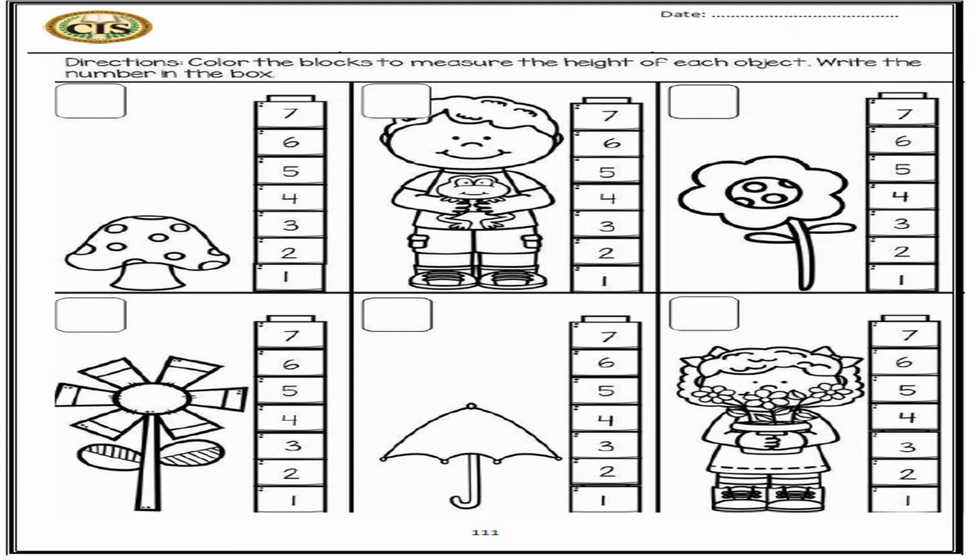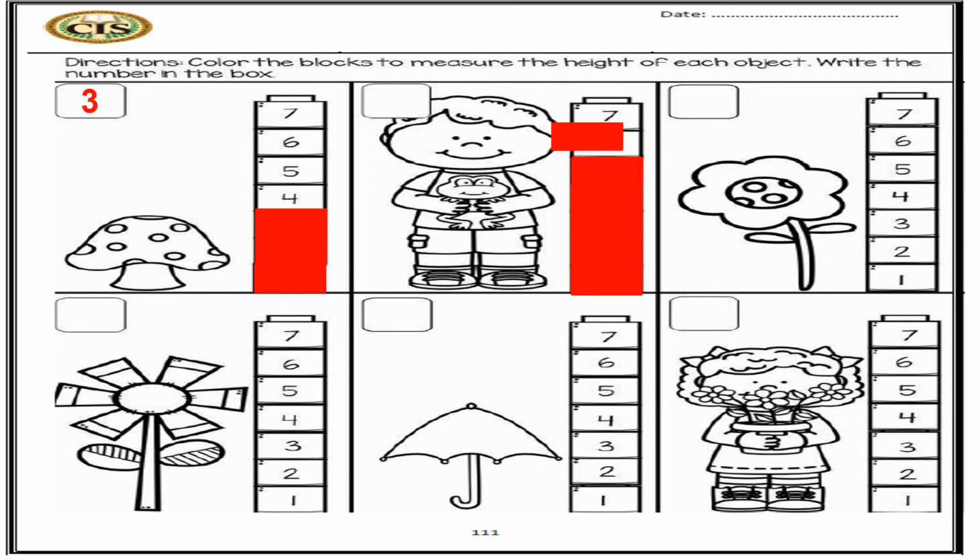Color the blocks to measure the height of each object. Write the number in the box. Object number 1. Let's color the blocks together. 1, 2, 3. Its height is 3 blocks. Object number 2. 1, 2, 3, 4, 5, 6, 7. So its height is 7 blocks.